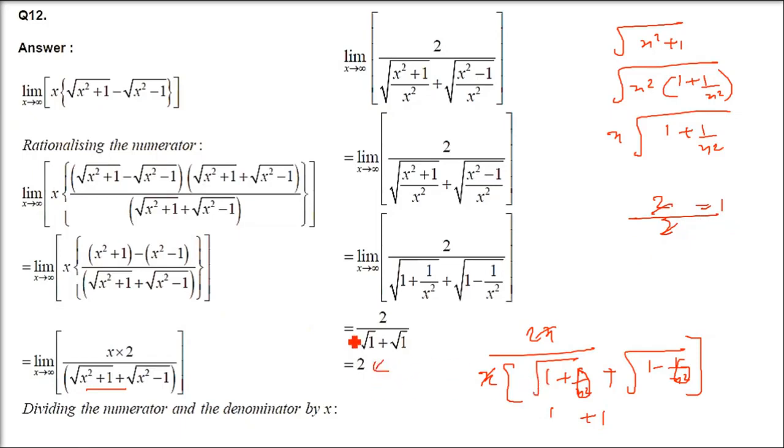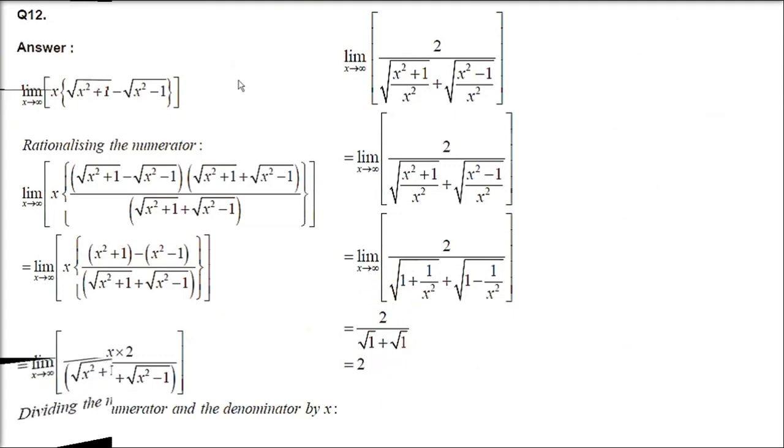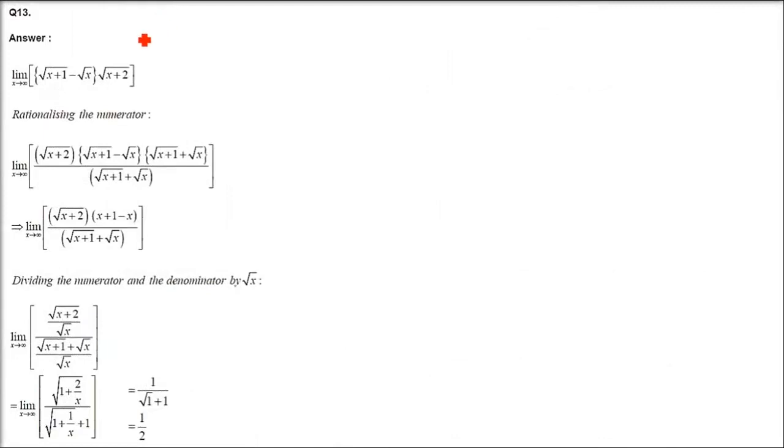This is not the answer, 2 is not the answer. The answer is 1, because 2 by 2 is going to be 1. So this was question number 12. And now coming to question number 13.